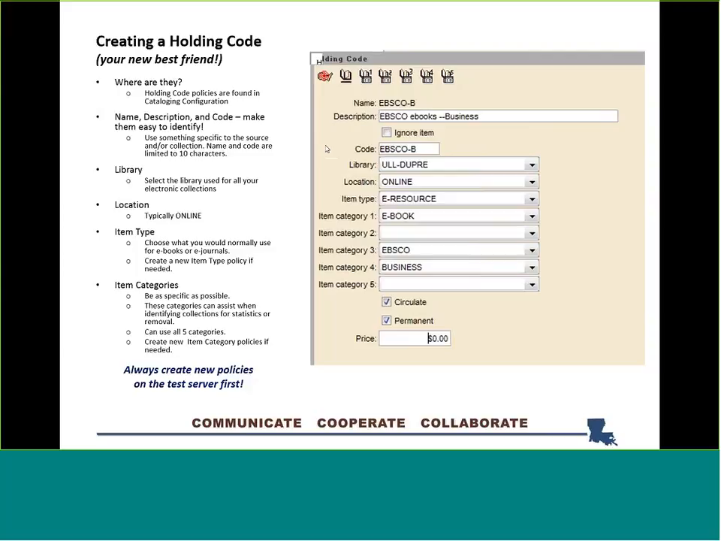So that's probably the most important thing here, is to easily identify this holding code so you can tell at a glance what it's used for, and there will be hopefully no errors. So you need to make it very specific. You need to remember that it's like all policies, so the code and name are limited to 10 characters. And then you need to make your selections.